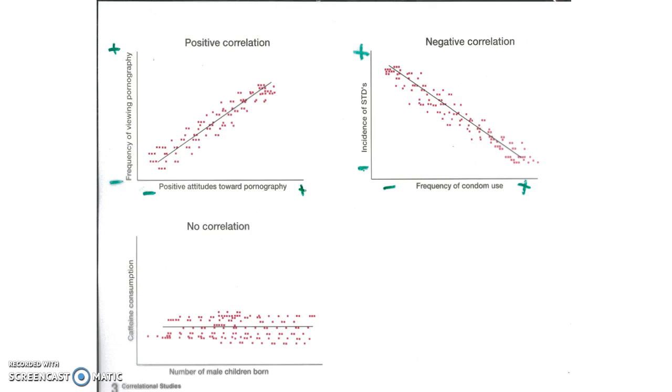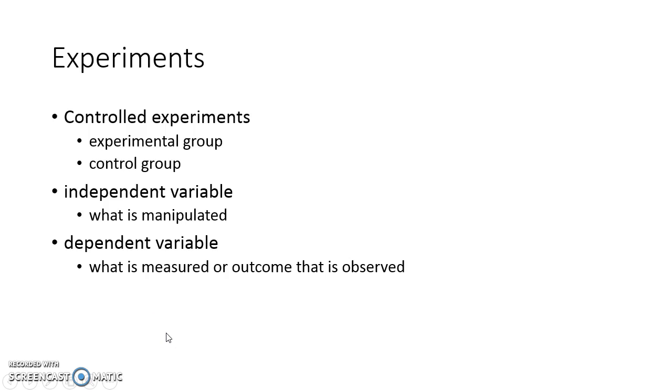An example of a negative correlation: let's look at frequency of condom use. If you wear a condom all the time, are you going to have less or more incidence of gaining an STD? So as you can see, the more condom use, the less incidence of contracting a sexually transmitted disease. Okay, let's say that I really want to have a male child, and I've heard that if I drink lots of caffeine, I'll have a greater chance of having a baby boy. Well, as you can see, that would be no correlation. Caffeine does not affect whether you're going to have a male or female child.